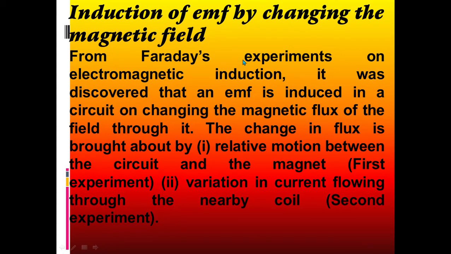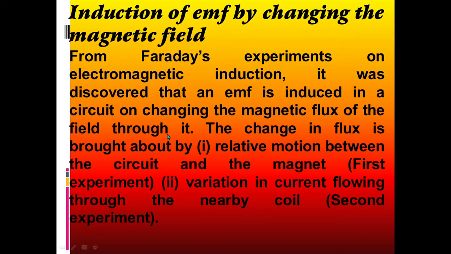First method is induction of EMF by changing the magnetic field. From Faraday's experiment on electromagnetic induction, it was discovered that an EMF is induced in a circuit on changing the magnetic flux of the field through it. The change in flux is brought about by relative motion between the circuit and the magnet. First experiment, variation in current flowing through the nearby coil. Second experiment.